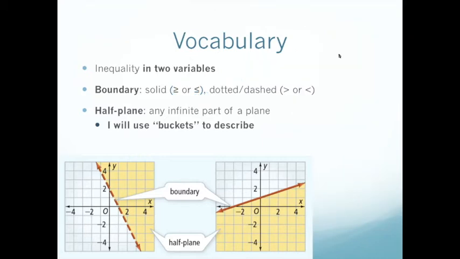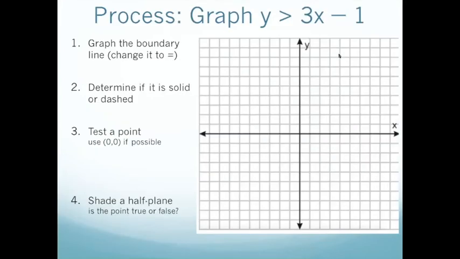Okay, so let's take a look at an example. Graph y is greater than 3x minus 1. So we said our first step is to say, well, in order to find out what's greater than, I need to find out what's equal to, so that I can say everything bigger than that is greater than. So our first step is to change it to an equation. Y equals 3x minus 1.